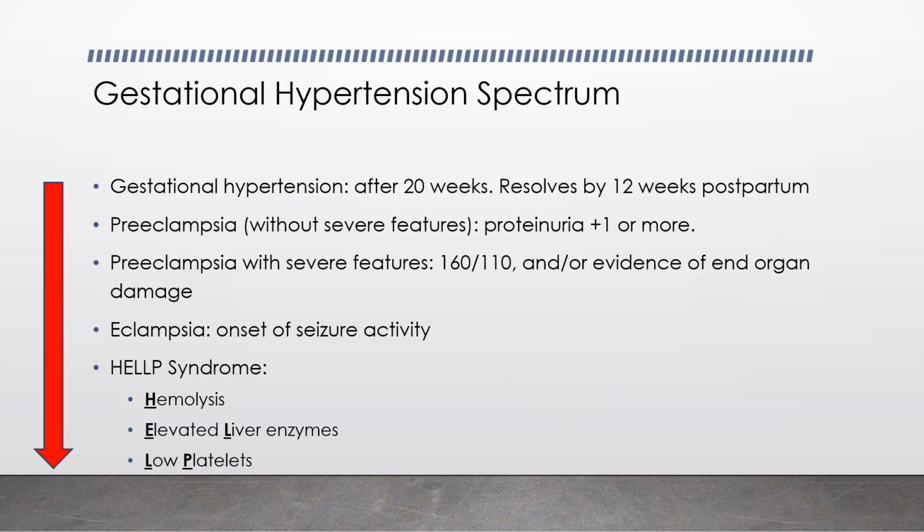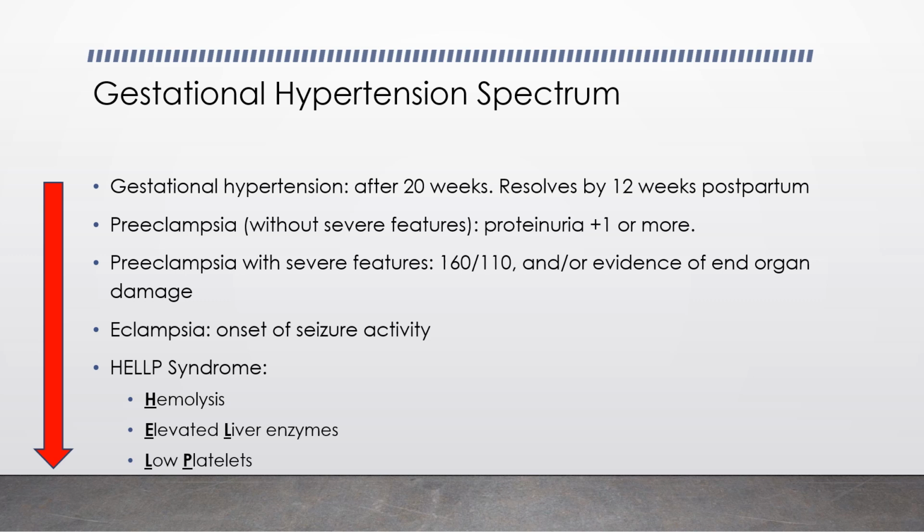Next, we're going to spend quite a bit of time talking about the gestational hypertension spectrum. So on the slide, from top to bottom, goes from the least serious to the most serious on this spectrum. So gestational hypertension occurs after 20 weeks and usually resolves by 12 weeks postpartum. And it's just an abnormal elevation in blood pressure with no other symptoms.